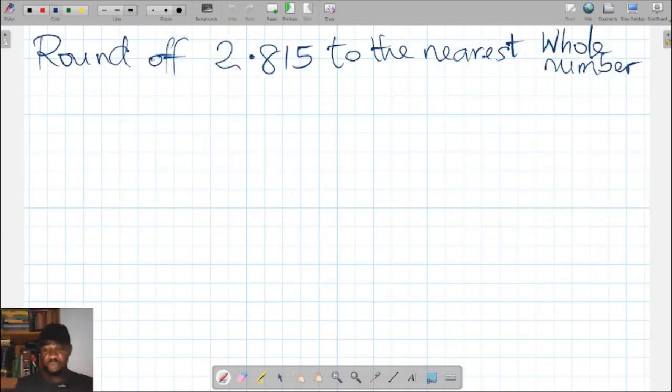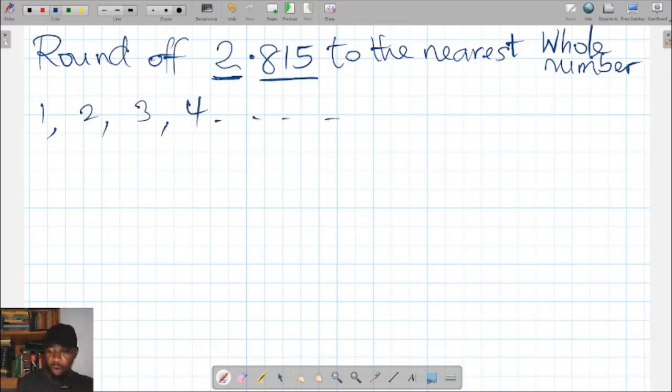This example says we should round off 2.815 to the nearest whole number. Now, as you know, the decimal point divides a number into two parts. The whole number part on the left, the fractional part on the right. So this is where the whole number is. And when we're counting in wholes, that is also counting in units. But you rarely find textbooks that tell you to round off to the nearest unit or to the nearest one. They just say round to the nearest whole number. So we're counting in wholes. We're going to start with 1, 2, 3, 4, all the way to 9, and then we continue on and on like that. But in this case, we have 2.815.